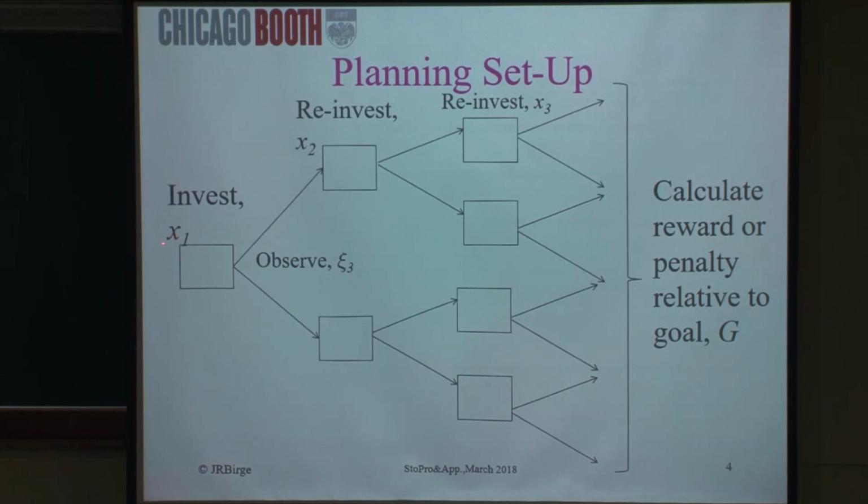X1 is the initial investment, and then X2 will be after I make some observations. It's either gone up or gone down. So I get to observe what the market returns are, and then I make another decision, then I observe, make another decision. Now, here's where I'm going to set things up.